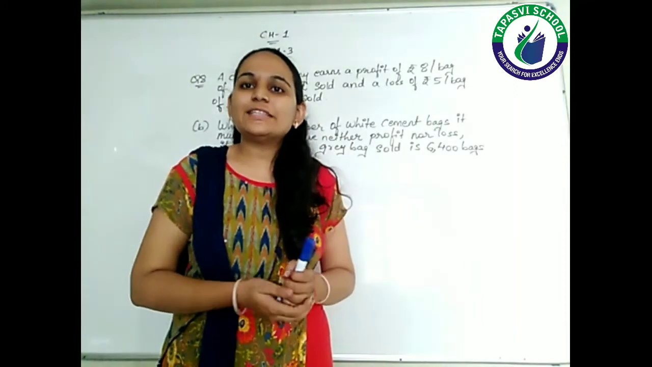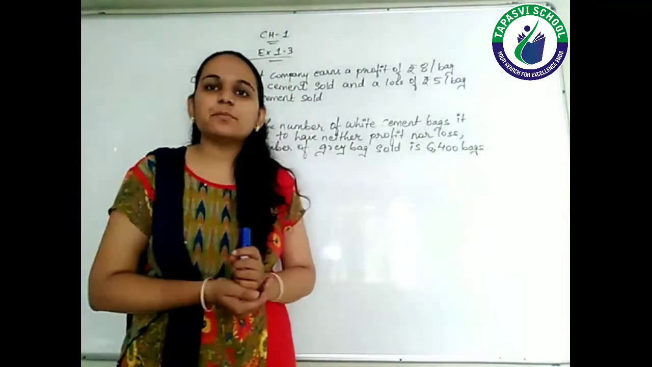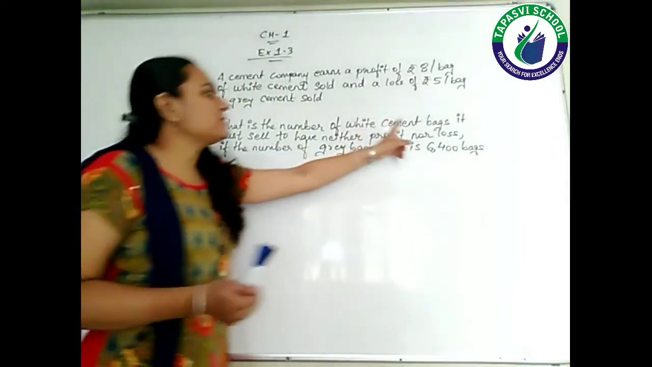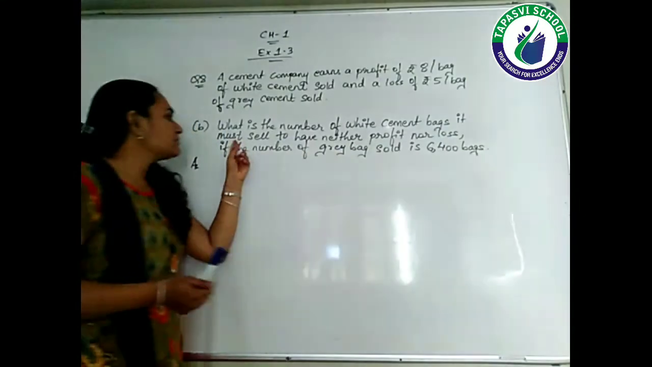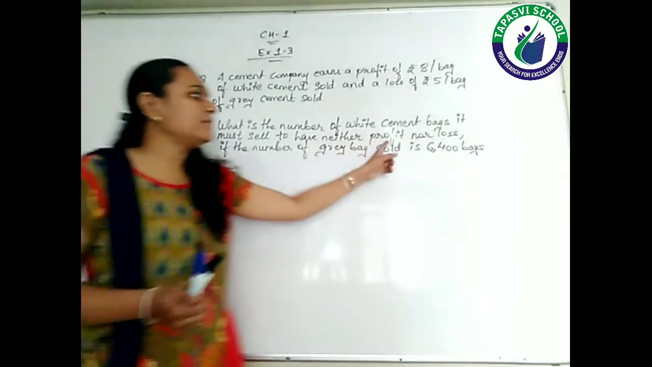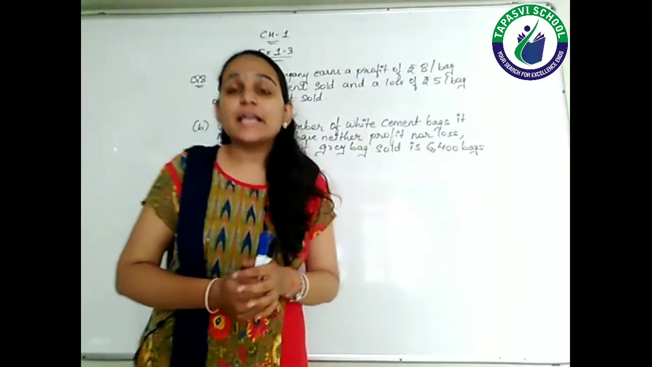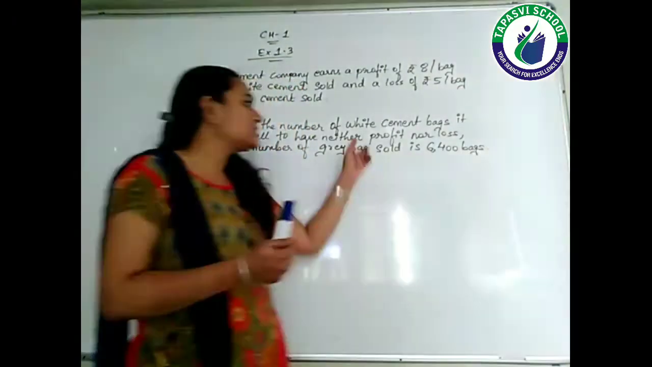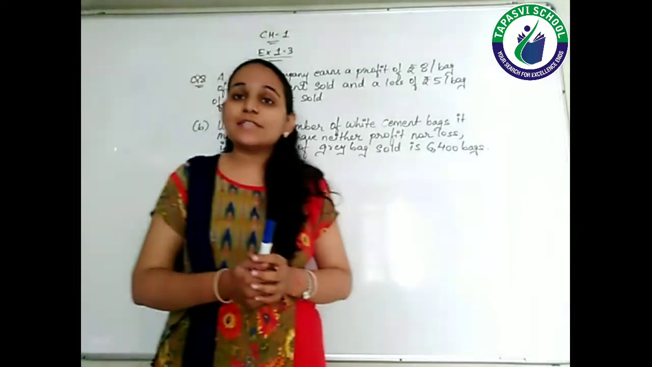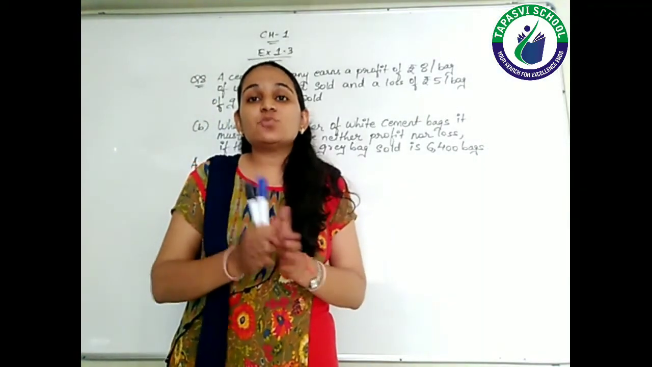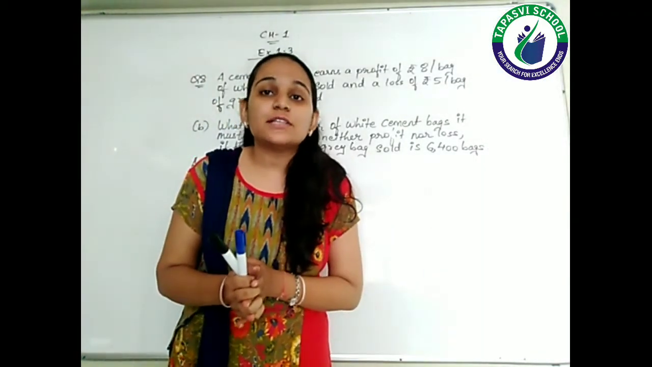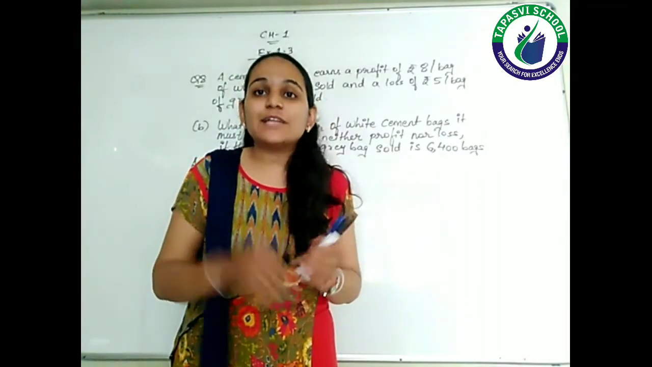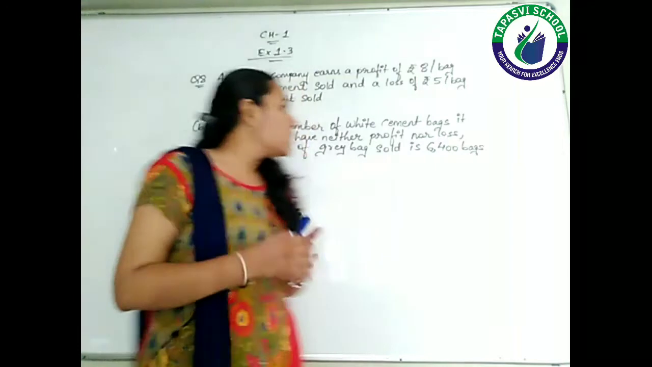Okay students, now let's see the second sub question of question number 8. That is, what is the number of white cement bags if it must sell to have neither profit nor loss? That means they are asking how many bags of white cement the company needs to sell so that there will be neither profit nor loss. That means they will neither incur a loss nor make a profit. So that is the condition, no profit, no loss.